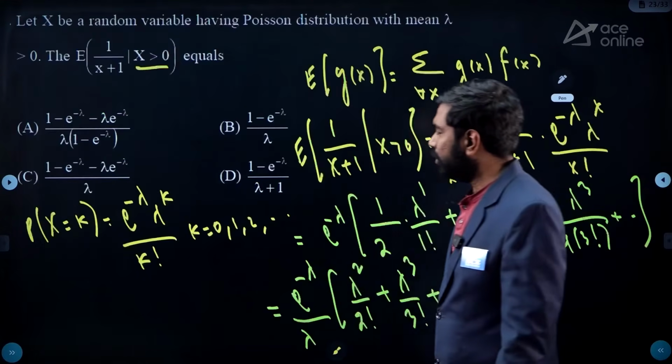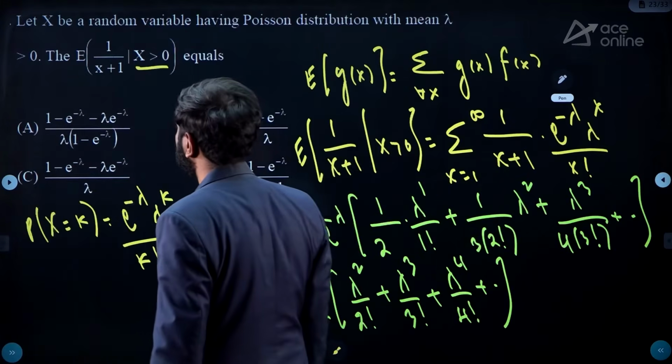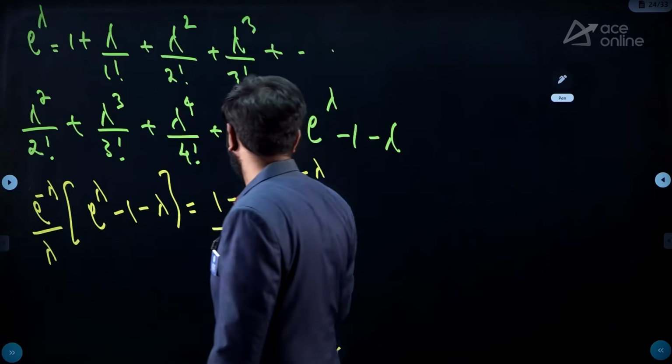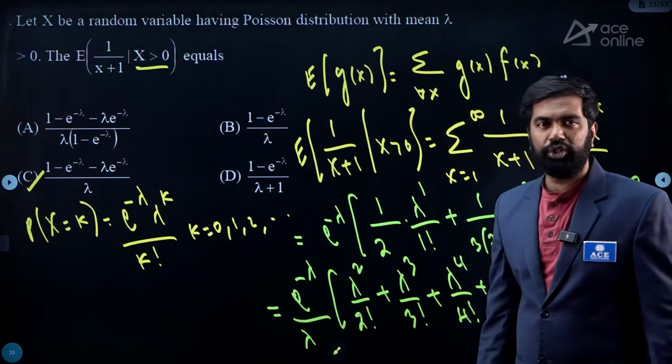Do you have this kind of option? Does option C match? Yeah, option C matches with our answer. You can see everything is here in option C. So that's how you take the conditional mean here.